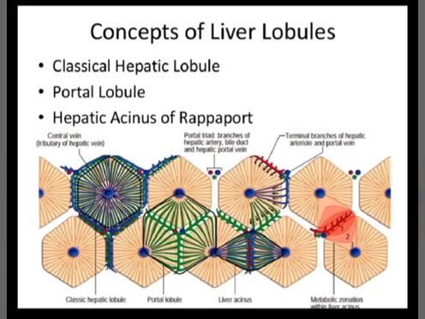And there are radiating cords. You can see the radiating cords, which are the hepatic plates actually. And the portal lobule is another interpretation of the liver structure, and it is based exclusively on its exocrine function, that is the production of the bile.